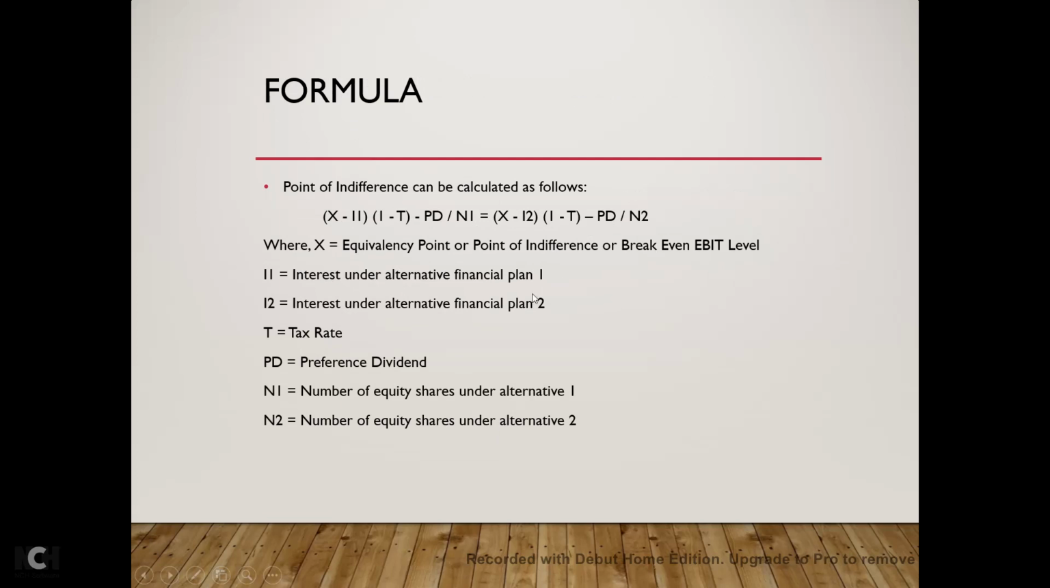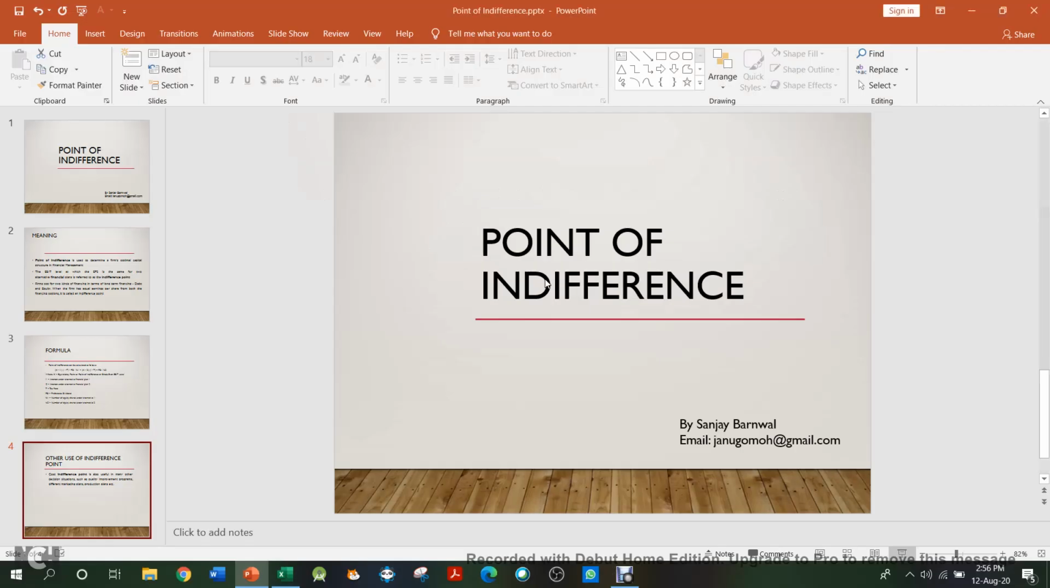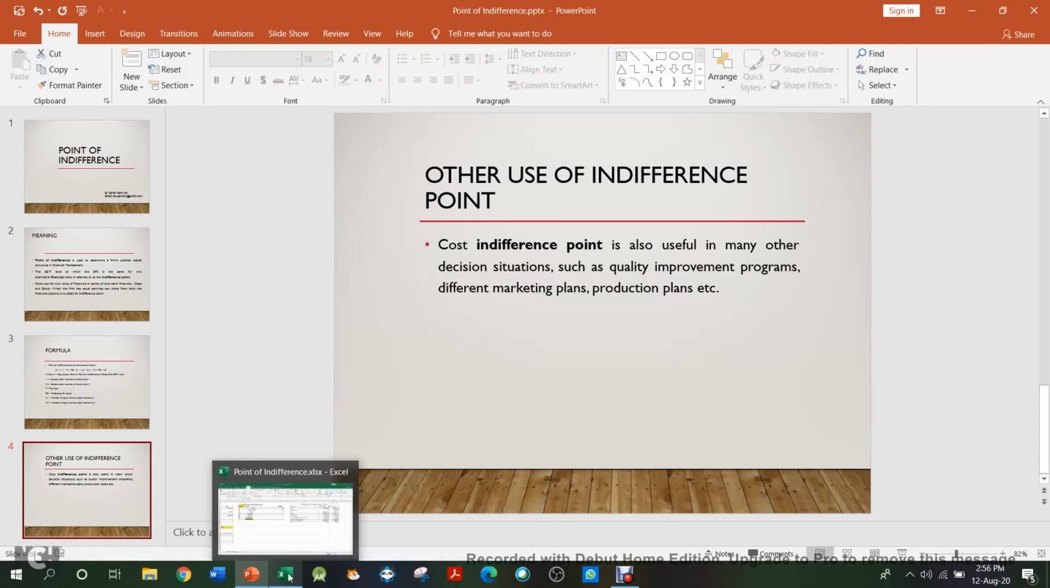There are also some other uses apart from the optimal capital structure. Apart from identifying that optimal capital structure, you can use the indifference point for other purposes, like if you are going for a production plan, you can calculate whether it is better to go for the production plan or buy it from outside. Similarly, you have different marketing plans or quality improvement programs. So many areas you can use the indifference point for. Now let me take you to the Excel file where I'll explain how you can calculate it.